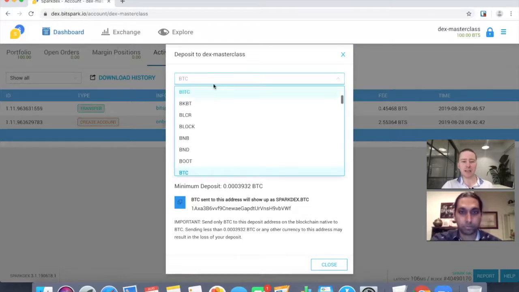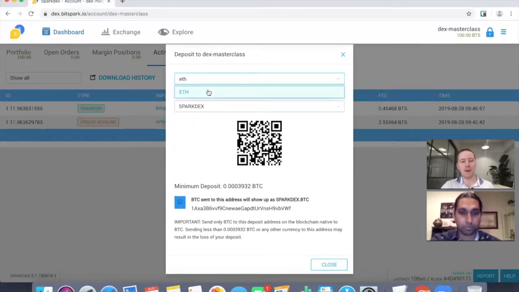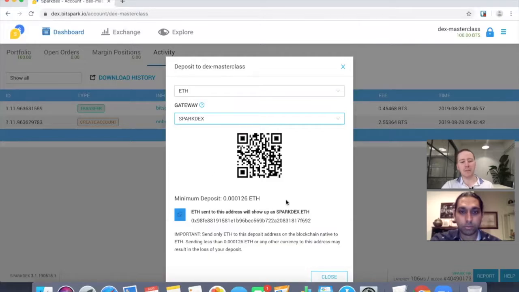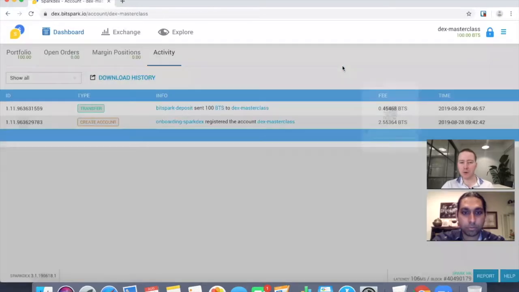You can do exactly the same thing with Ethereum. You check Ethereum, go Sparkdex, and we'll generate an address for you there as well. So here you go: your minimum deposit amount and an Ether address. If you want to deposit Ethereum, you'll get your Ethereum coin deposited into your account very, very quickly, just like you would at any other exchange. But that's how it works for deposits.